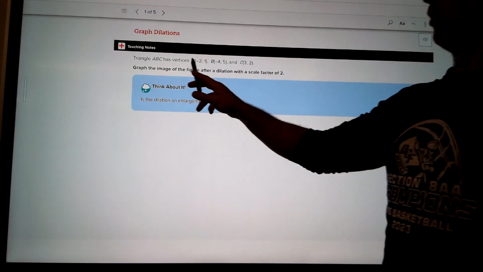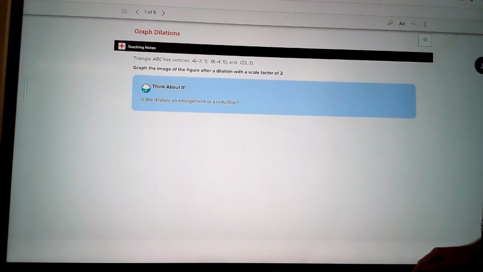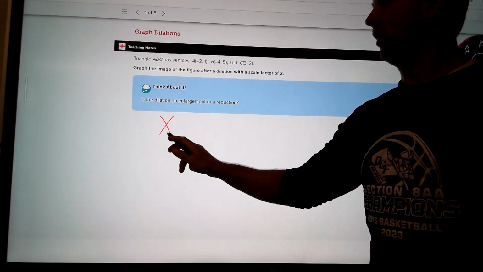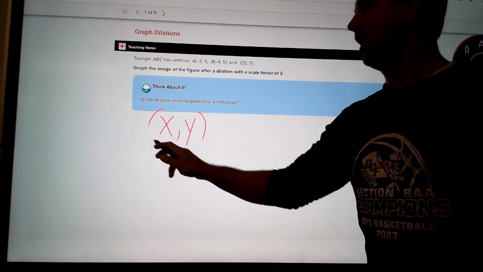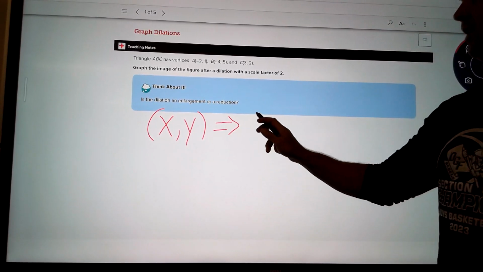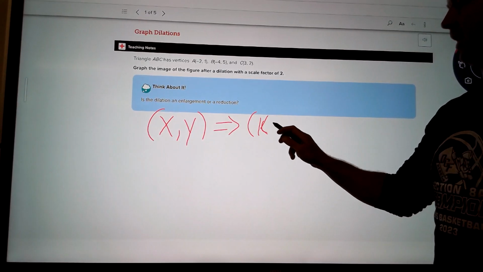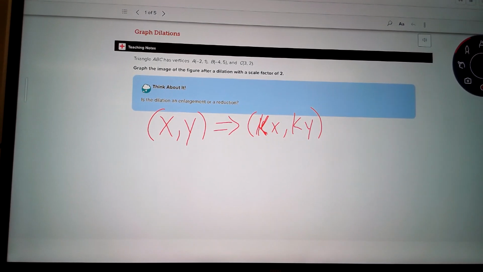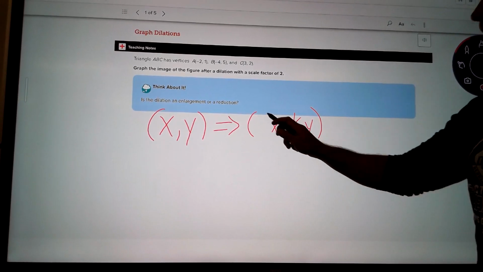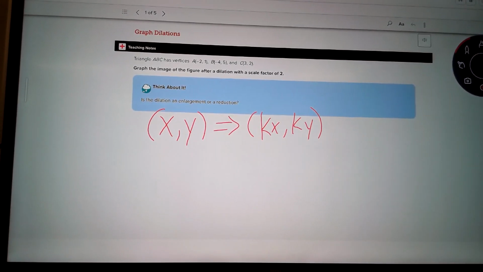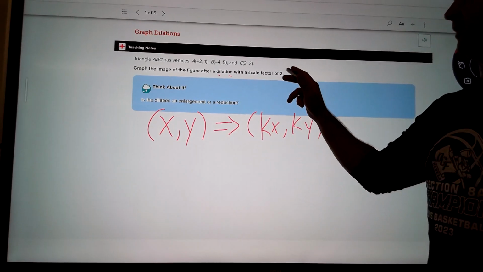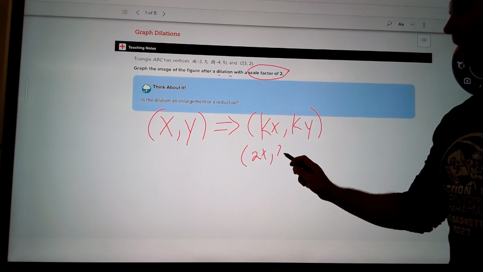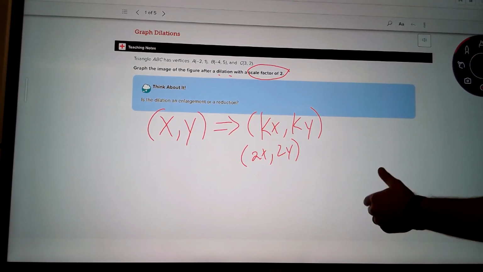Okay, we have these vertices, A, B, and C. We want to do a dilation with a scale factor of 2. Very easy. We know that when we're doing a dilation, my x, y will become kx, ky. So all we have to figure out is what is my k. In this case, my dilation scale factor is 2, so this would become 2x and 2y. Now all we have to do is figure out what the x and y are.